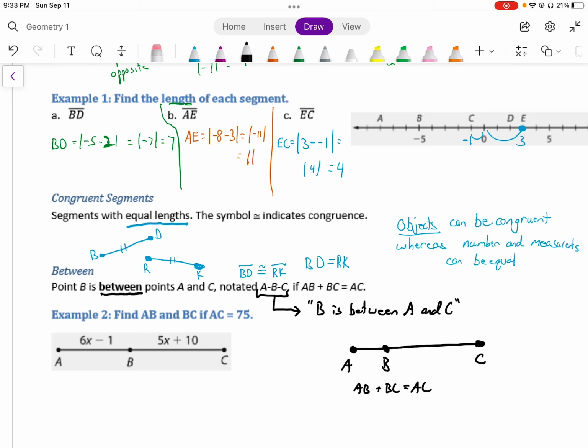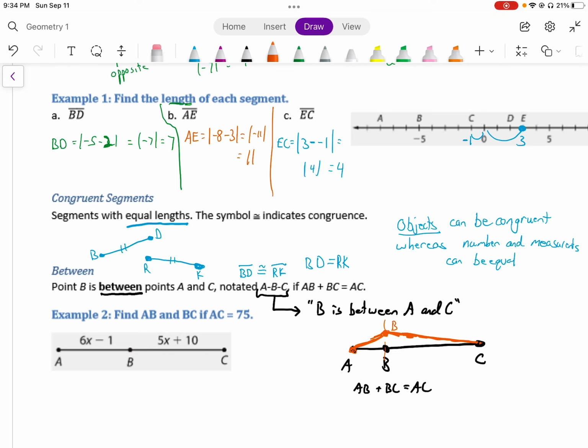Now I want to show you kind of a contrast. If B was up here, we might say, oh, well, B kind of looks like it's between A and C, but it's not, because AB plus BC would actually be longer than AC. And we can think of that if we were trying to walk from A to C, it would take longer to take this orange route than it would to take the black route. So that's between.